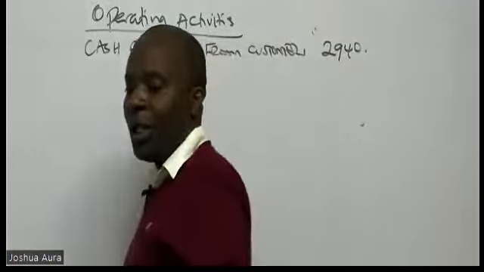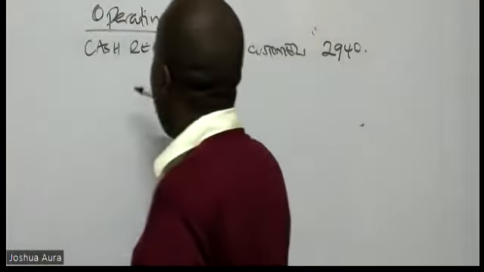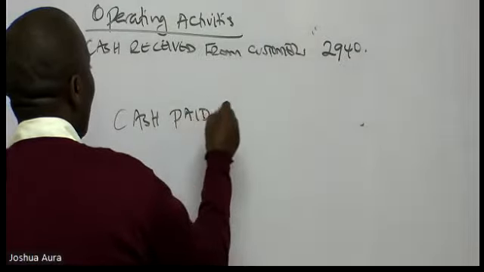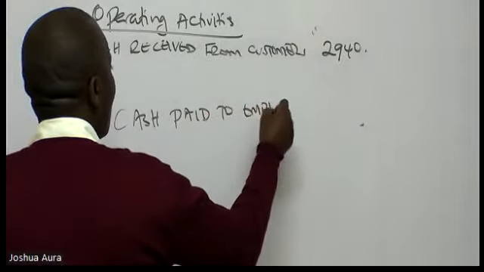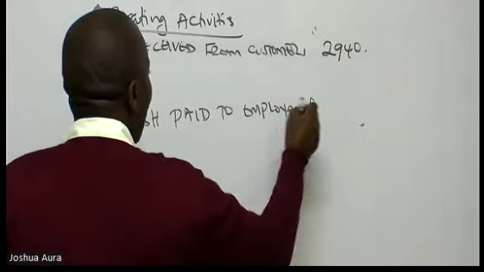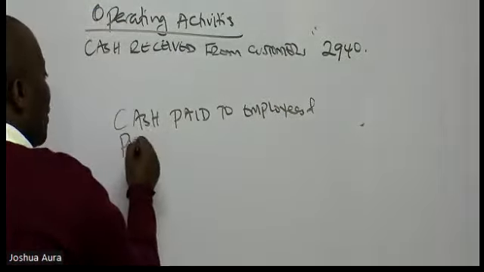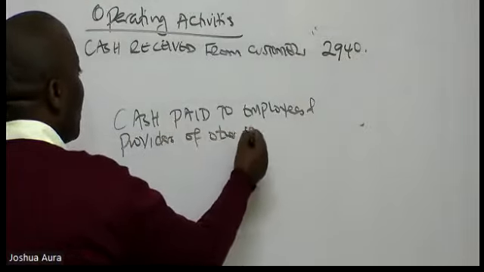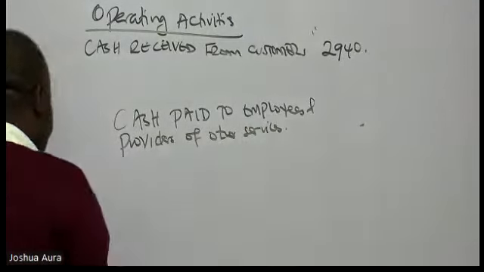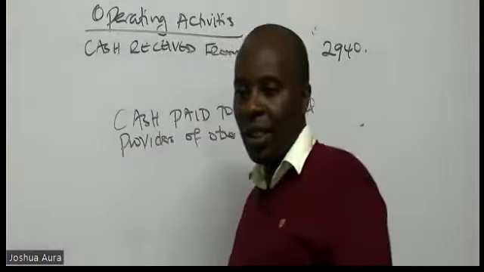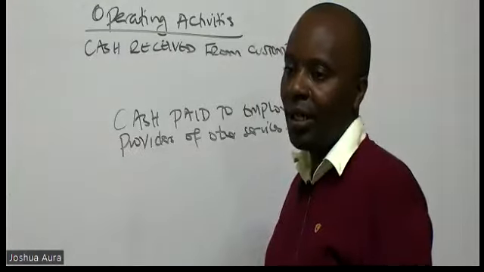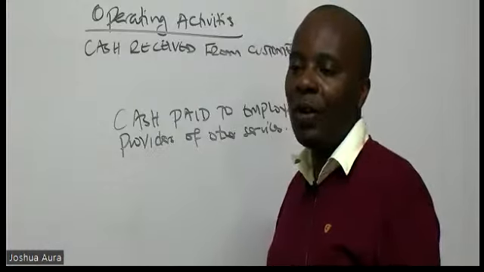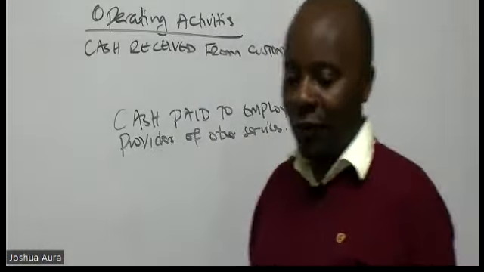What you need to do is simply come here and give me a title about cash paid to employees and providers of other services and facilities, things like rent, etc. So cash paid to employees and providers of other services stroke facilities.